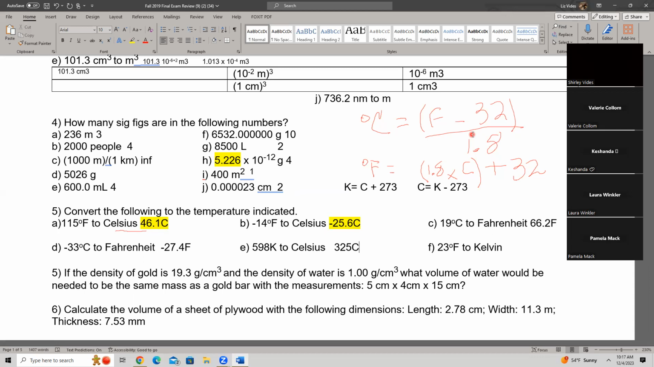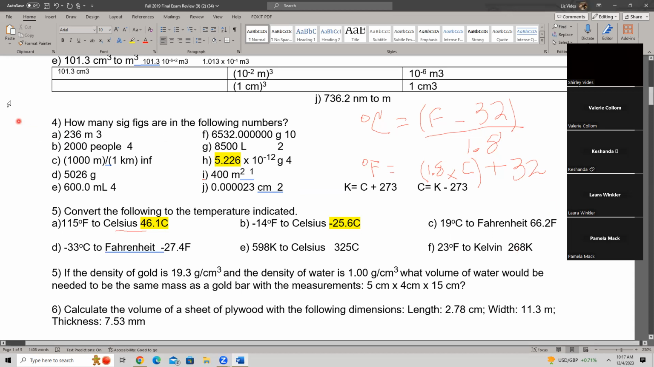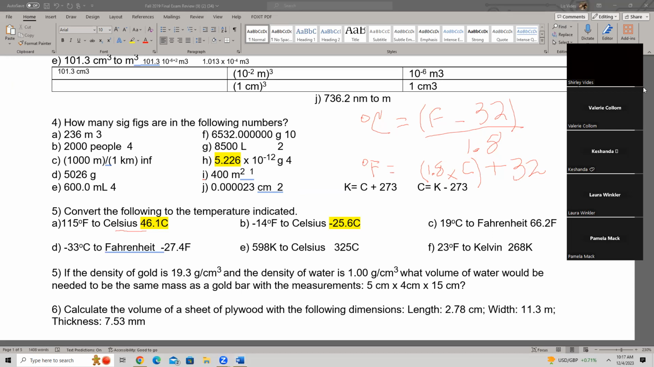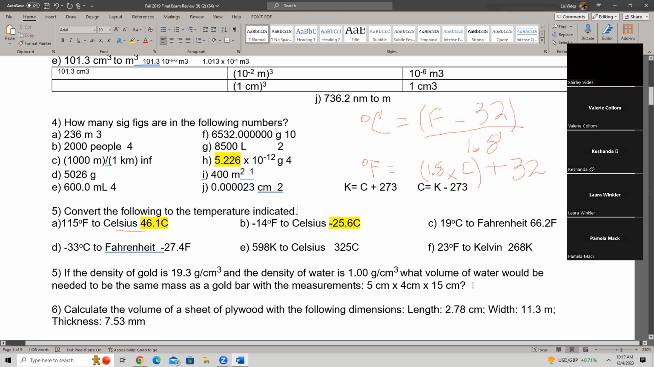I get 68. Is that what you got? Yes. And that's Kelvin, which is not a degree thing. We haven't been putting degrees on Kelvin because it's more complicated, but it's still right.